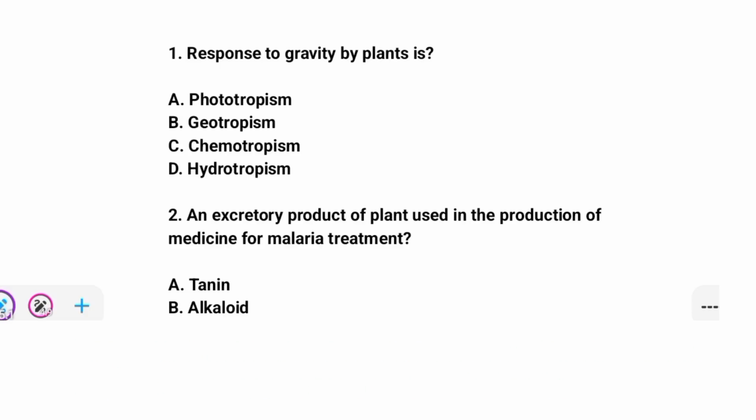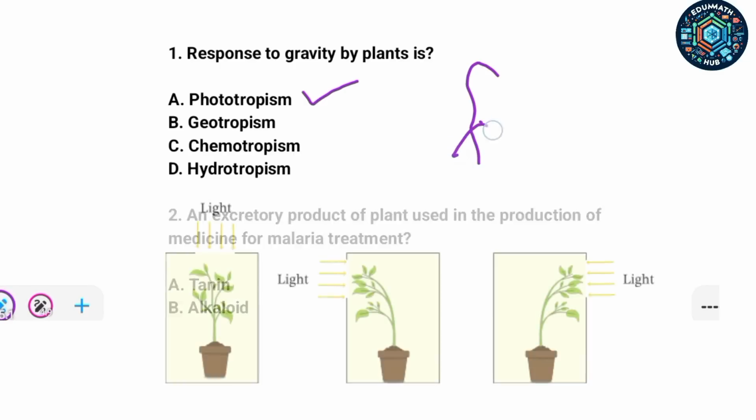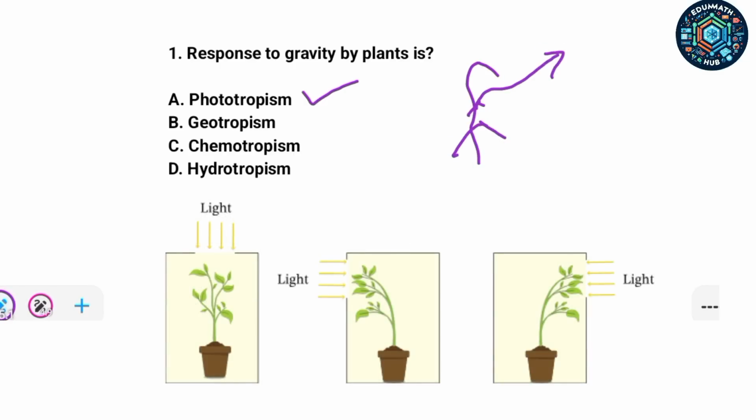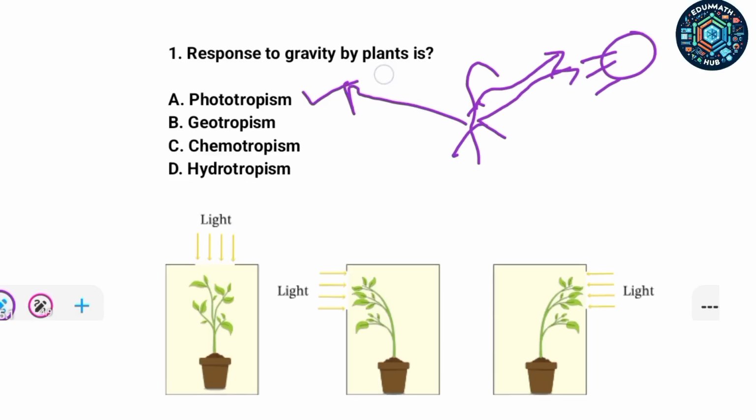Now the first one here is phototropism. Photo means light normally in physics and chemistry or biology. So this one is response to light. When a plant, for example, grows towards the direction of light, maybe this is sunlight here, or maybe an opened window. So the plant is growing towards the direction of that source of light. So that is what is called phototropism.